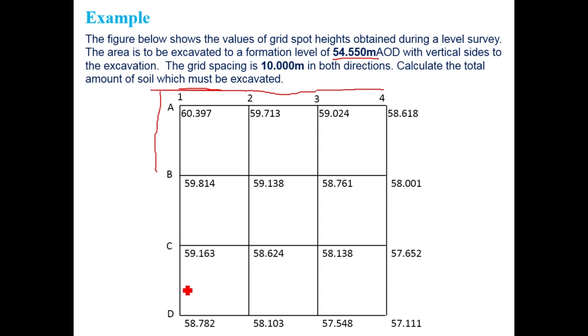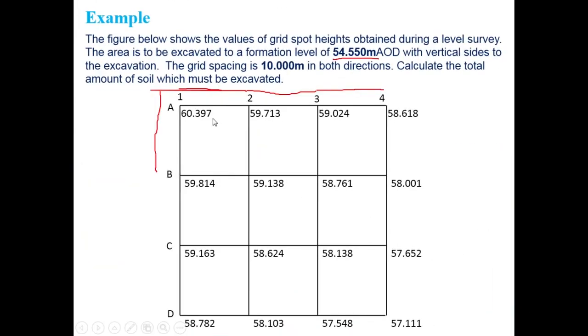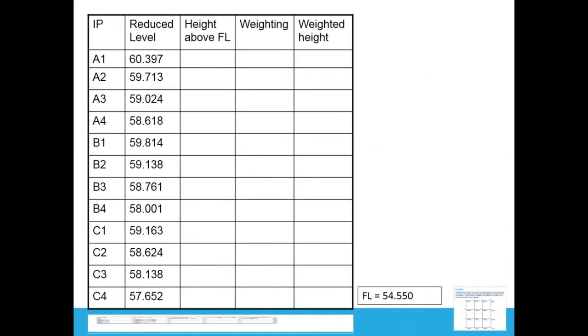Now we have all the information. Let's get started. First we need to arrange a table like this. Here we have the intersection point and then the reduced level. These values are just the same values from the grid, you just need to transfer them to the table. So for A1 the reduced level is 60.397, as you will see here. This is intersection point A1, the reduced level is 60.397. For A2, 59.713. For A3, this is the reduced level, etc.